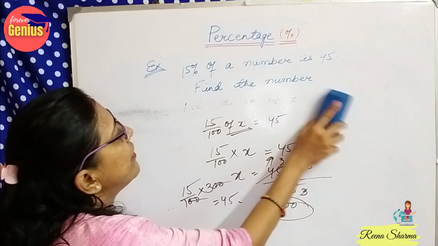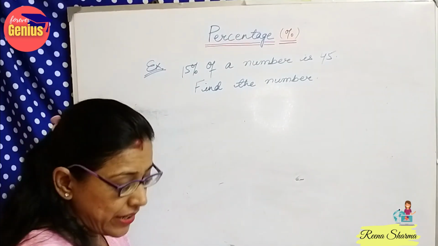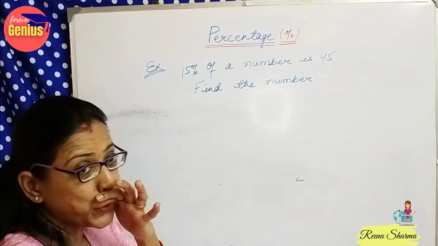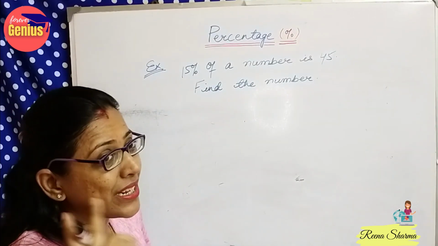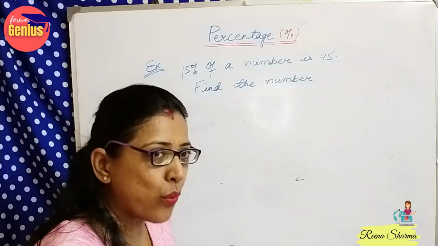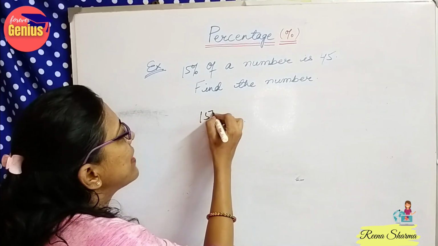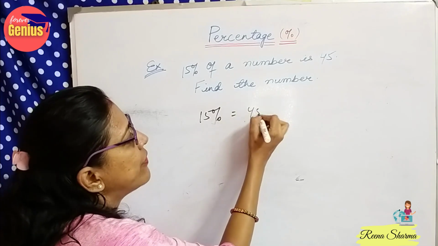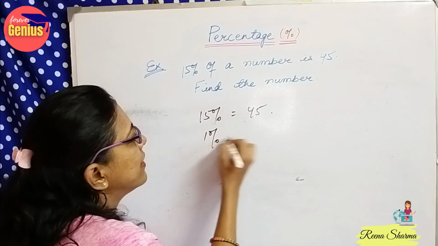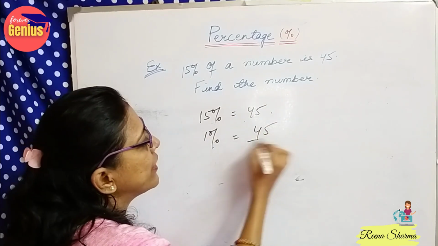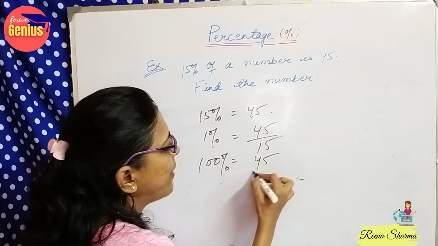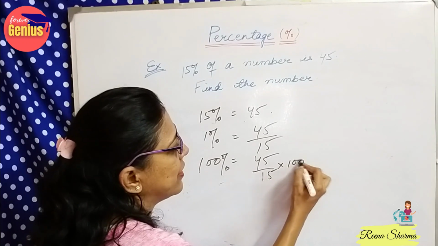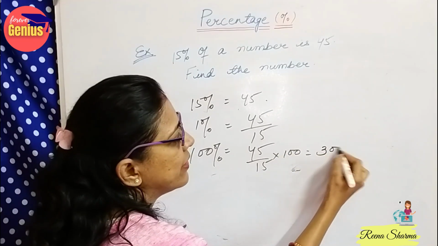What is the other way of doing the sum? Suppose we forgot how to use x. What to do? We can also apply the unitary method, which means we calculate on the basis of 1. 15% is equal to 45. What is 1%? 1% is equal to 45 by 15. What is 100%? 45 by 15 into 100 is equal to 300.